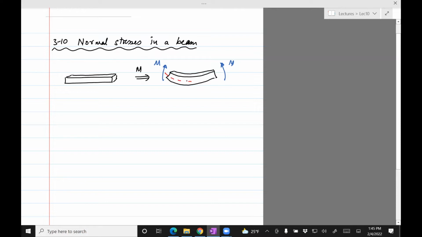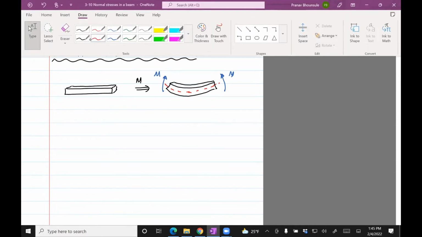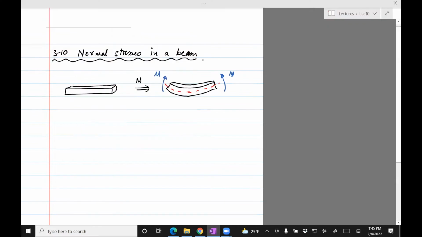Once you do this, you will notice that the top portion of the beam is under compression, or its length is decreased. The bottom portion of the beam is under tension because its length has increased. So this part is in compression, and this is in tension. How do we get that? Well, if the length decreases, then its stress is going to be negative, and if the length is increasing, then stress is positive, which means it's under tension.